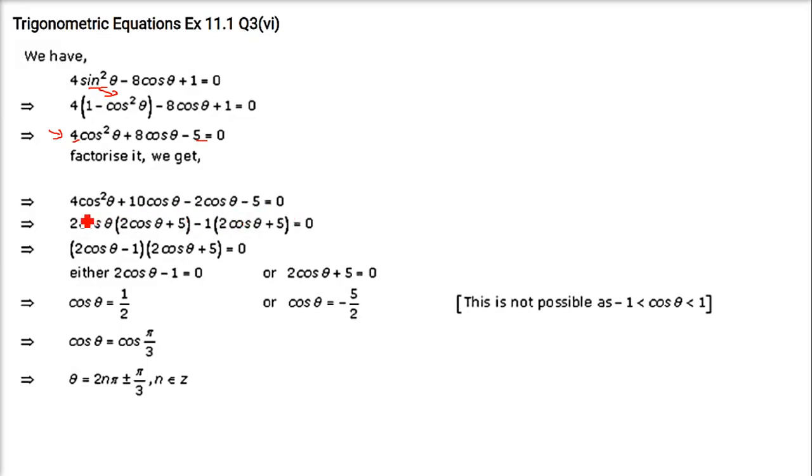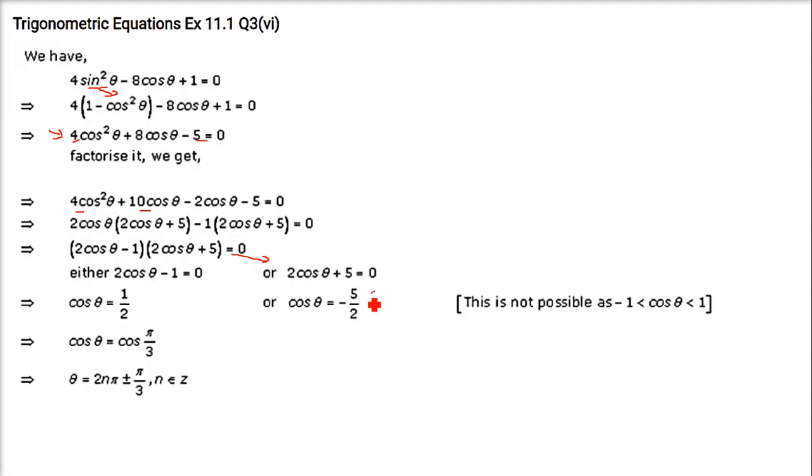From here you can take 2 cos theta common, you get 2 cos theta plus 5. From here you take minus 1 common, you get 2 cos theta plus 5. So the factors will become 2 cos theta minus 1 and 2 cos theta plus 5. So here 2 cos theta plus 5, that means 2 cos theta equal to minus 5 and cos theta will be equal to minus 5 by 2.